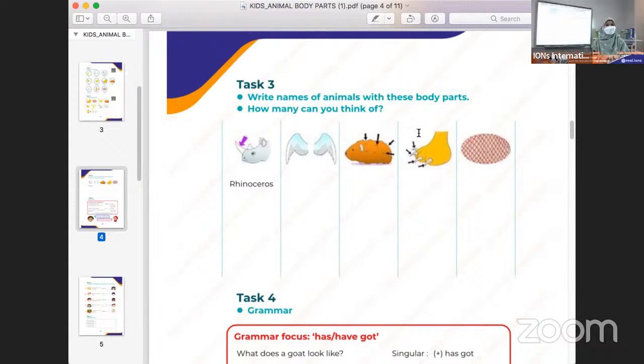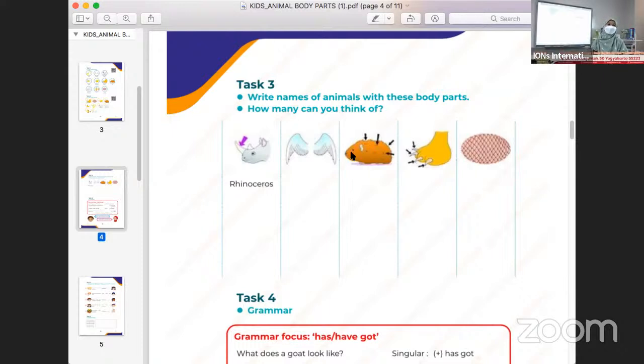Let's move to another part, miss. This one. What is it called? Anyone can answer the name of this animal body part? Miss Chitra forgot. What's the name of this one? Is it a tummy? No, miss. What is it? It's fur. It's some kind of hair on the body.